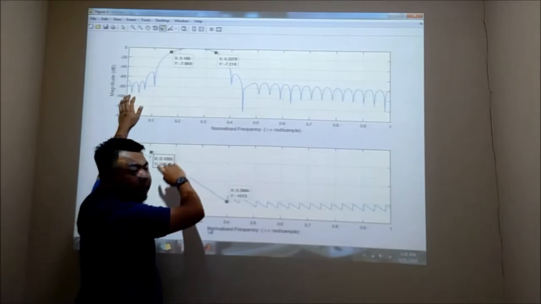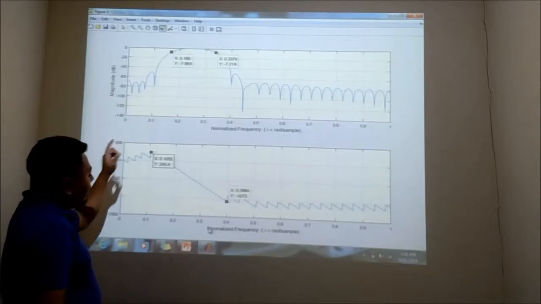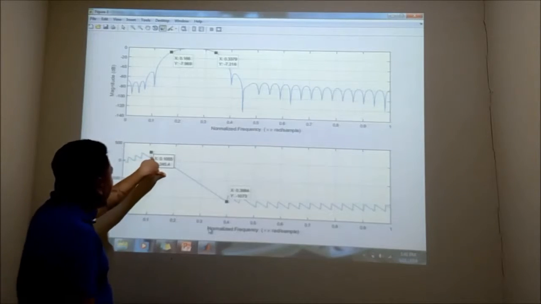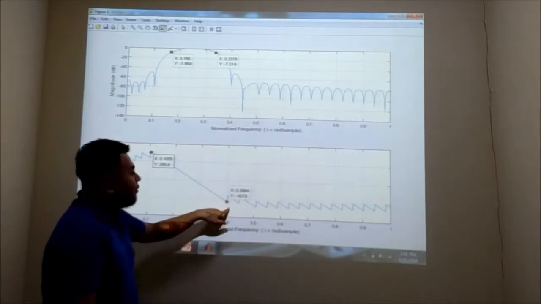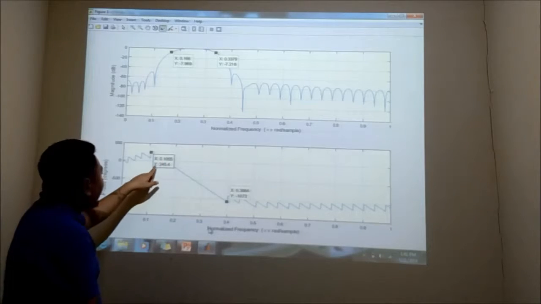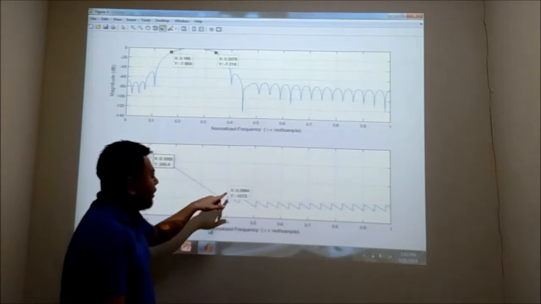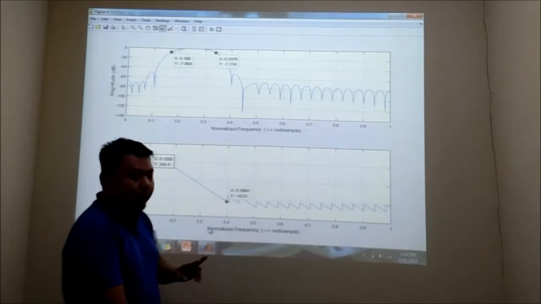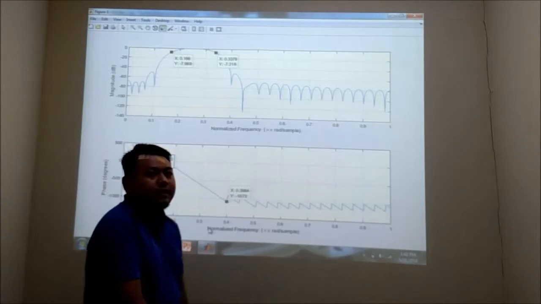Okay, so in the phase result, we will get the highest phase and also the lowest. For the highest, we get X is 0.1055 and Y is 245.4, and for the lowest we get here 0.3984 and Y is negative 1073.